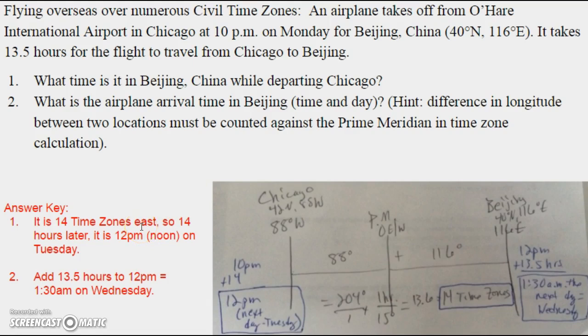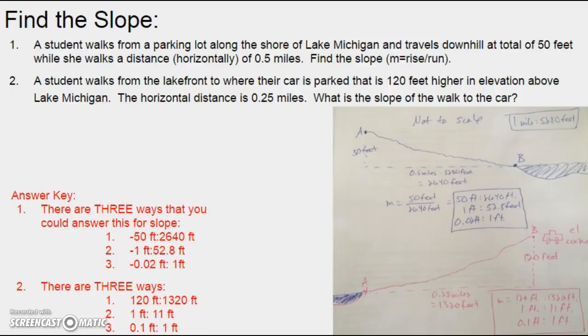So if I am leaving at 10 p.m. in Chicago, it's going to be 14 hours later. That means it's going to be noon on Tuesday in Beijing, China. So if it's 12 p.m. the next day, that would make that Tuesday. Notice, if it's 12 p.m. in Beijing, I now add 13.5 hours of flight time, which is going to be 1:30 a.m. the next day, which will be Wednesday. So I arrive at 1:30 a.m. on Wednesday in Beijing, China.